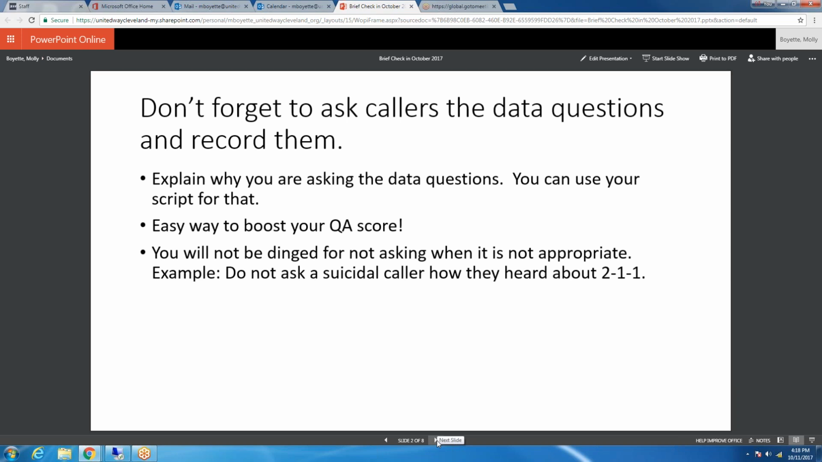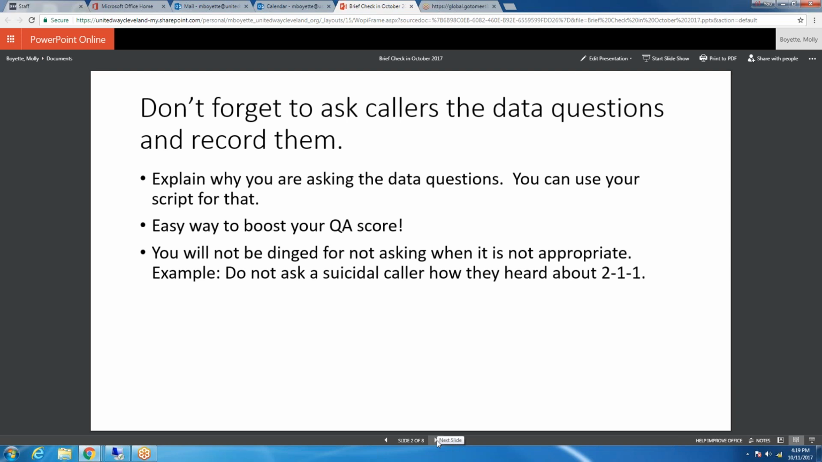With that language or similar language, you're asking the question, and at the same time you're explaining to them why you need that information. This is a real easy way to boost your QA score, to ask the questions and explain why you're asking them. We want to attempt to collect data on every call. However, there will be certain circumstances where it's just not appropriate.